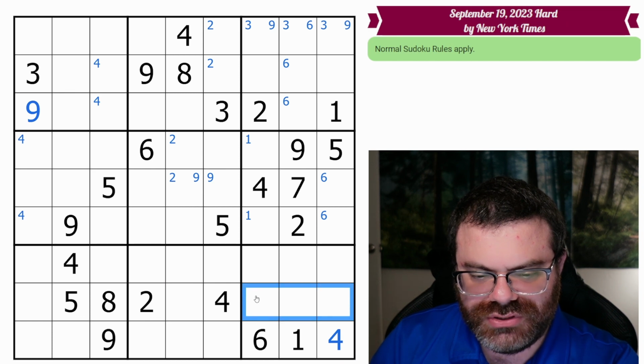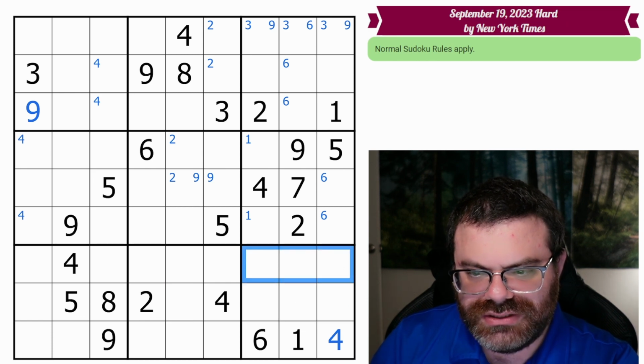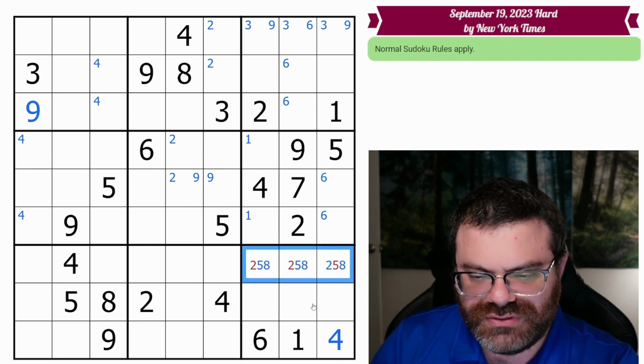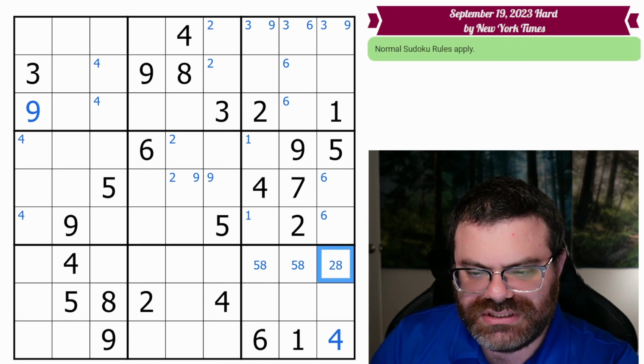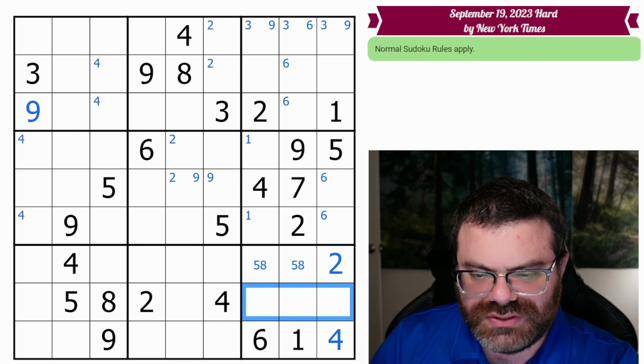So where do they go? Where do 2, 5, 8 go? They don't go here. So they go up here. This is a hidden 2, 5, 8 triple. We can clean that up a little bit. Actually, the 2 now ends up only there. And then this is also going to be a triple.